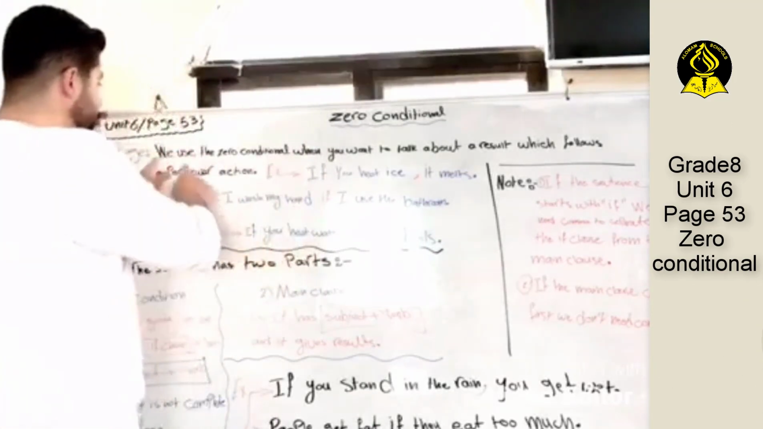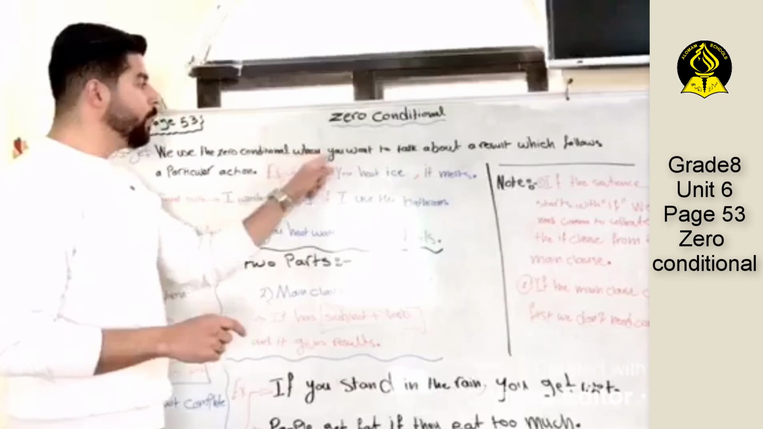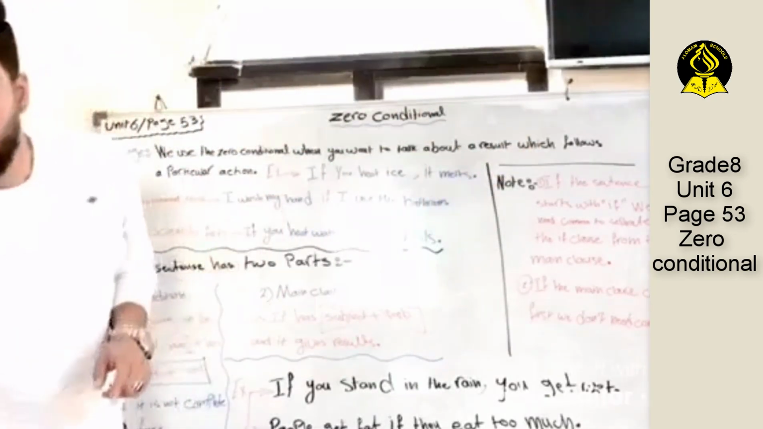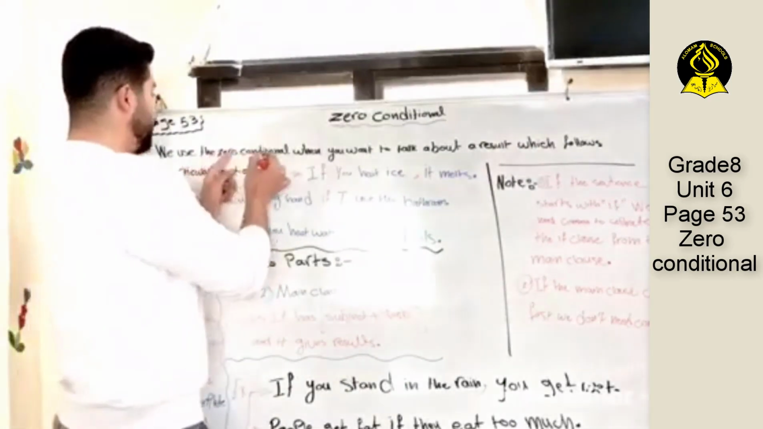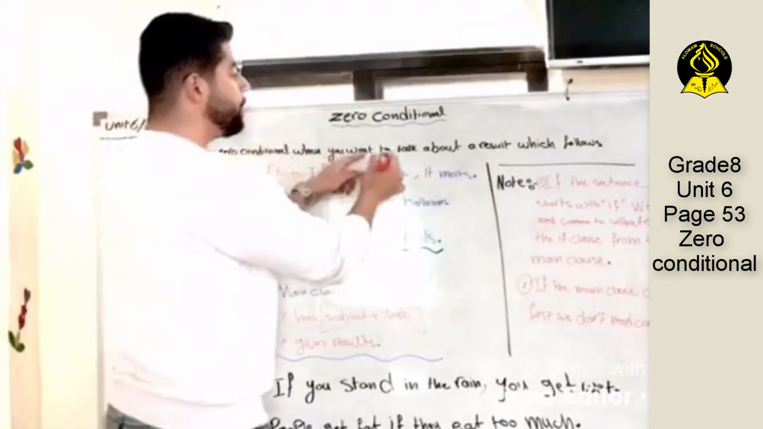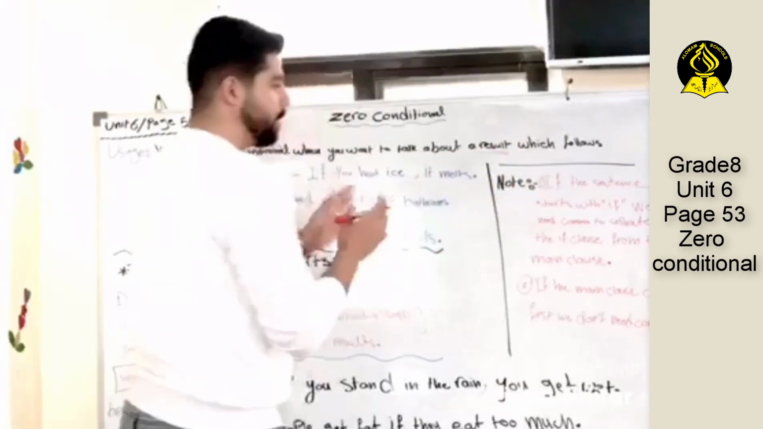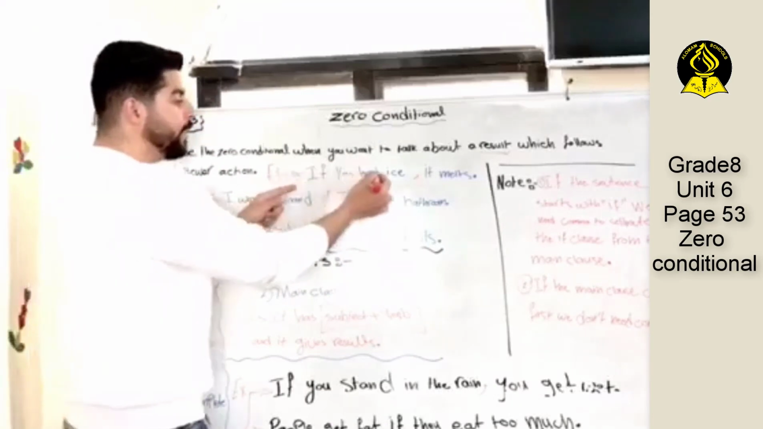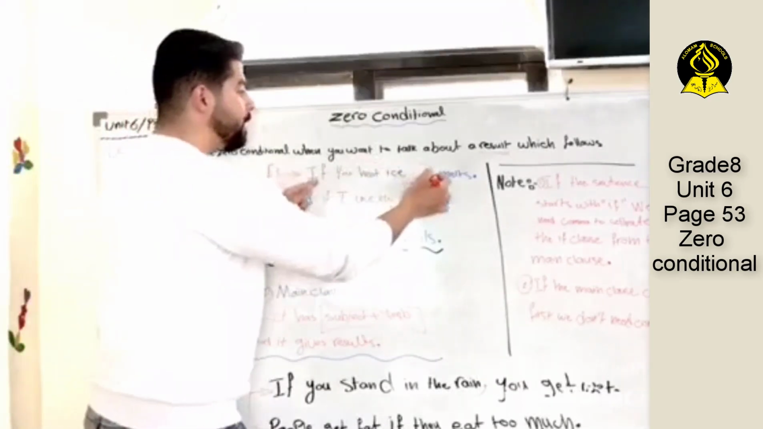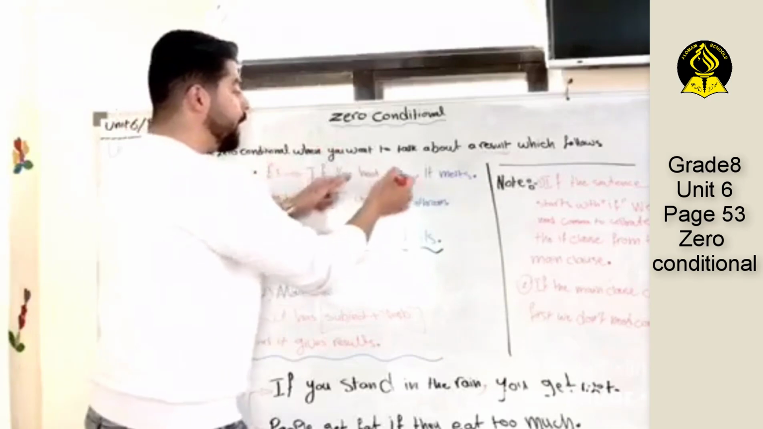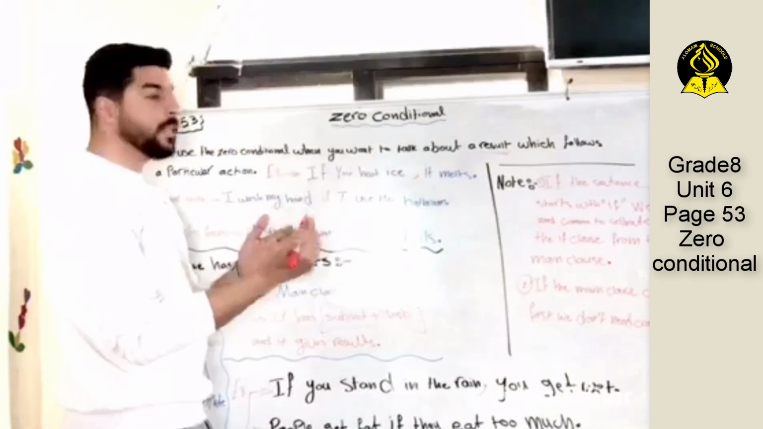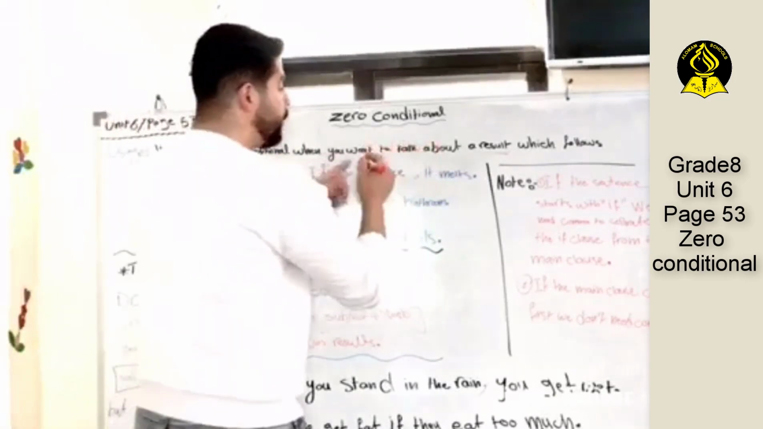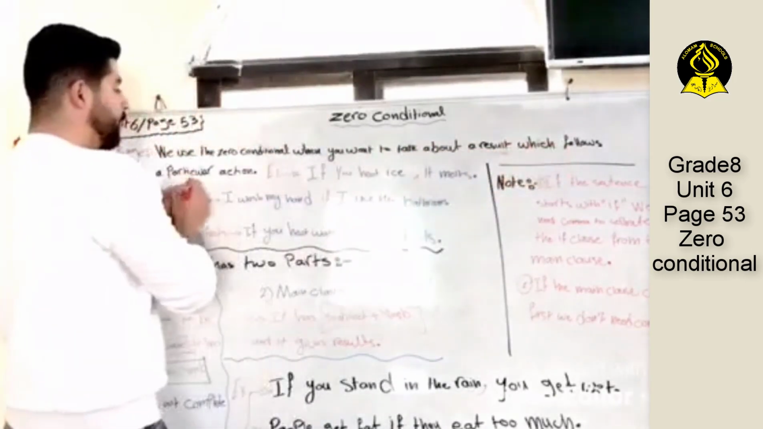Usages. We use the zero conditional when you want to talk about a result which follows a particular action. For example, if you heat ice, it melts. So if you heat ice, what will happen? What is the result? It melts. Okay, great.